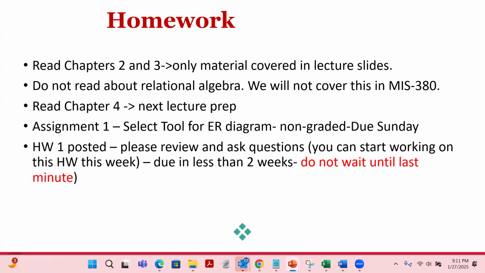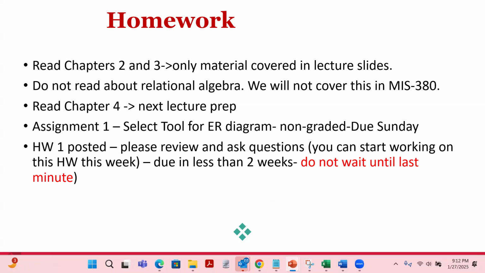You will need to know what tool you will be using for the next class. Next class, we will be creating entity relationship diagrams. So the tool selection exercise, which is homework A or assignment 1, must be completed by end of the day Sunday.